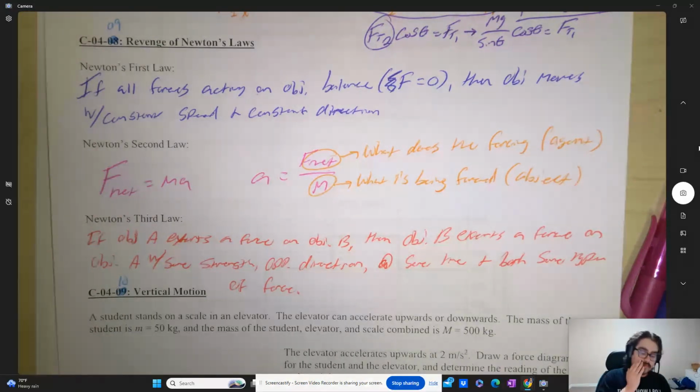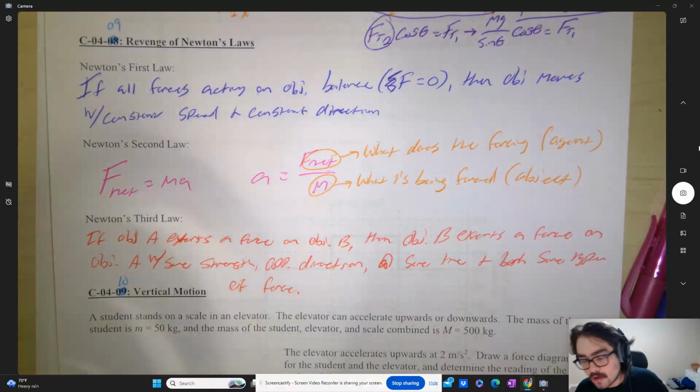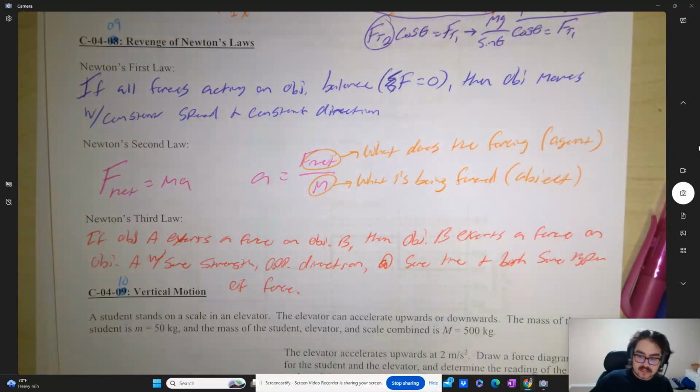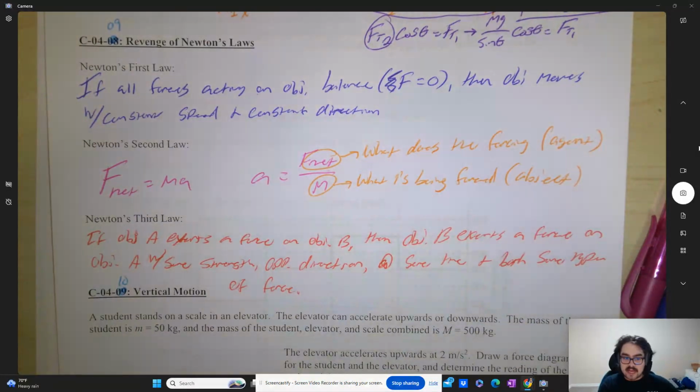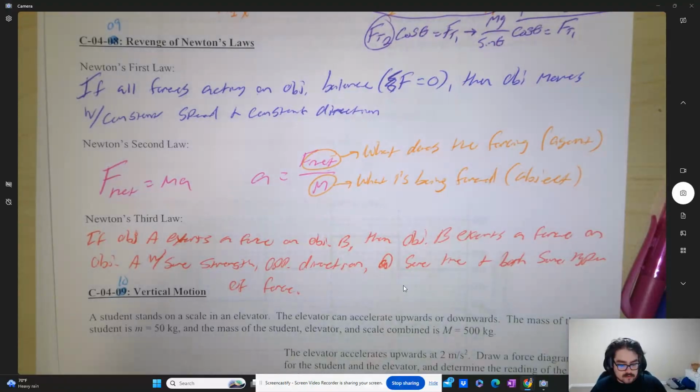Why is it not called equal and opposite reaction? Well, it's because you really need to understand that these are forces acting on two different objects. Object A is acting on object B, and object B is acting back on object A. It's very important for you to understand that, because otherwise you're going to get things about Newton's laws wrong.